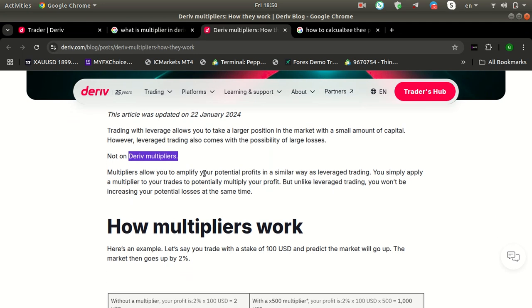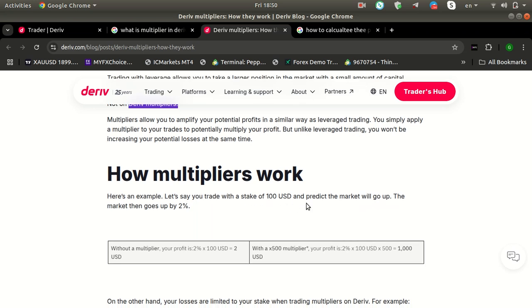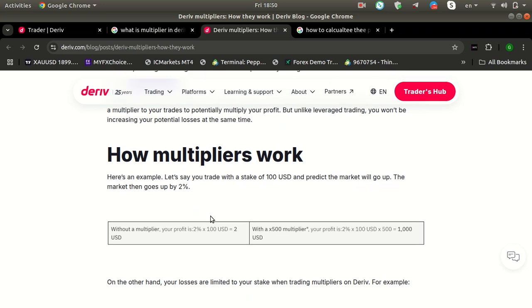Alright, so what are these Deriv multipliers? Multipliers allow you to amplify your potential profits in a similar way as leveraged trading. You simply apply a multiplier to your trades to potentially multiply your profits. But unlike leveraged trading, you won't be increasing your potential losses at the same time. How multipliers work. Here's an example. Let's say you trade with a stake of 100 USD and predict the market will go up. The market then goes up by 2%.